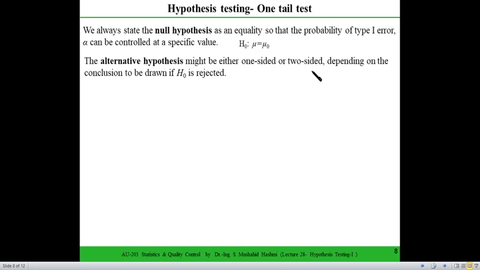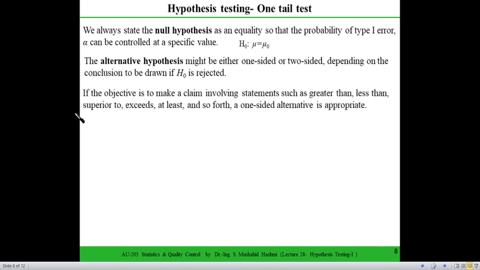For an alternative hypothesis, you don't need to have an equality, but you need to have an inequality, and it could be either one-sided or two-sided, depending upon the conclusions to be drawn. For example, if the objective is to make a claim involving statements such as greater than, less than, exceeds, superior to, inferior to, and so forth, then it is called a one-sided alternative hypothesis.